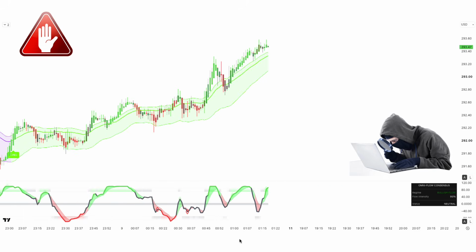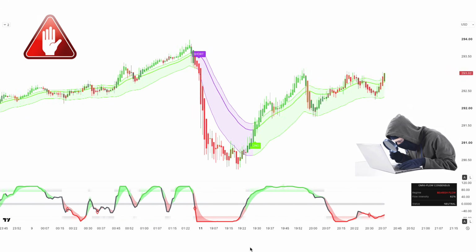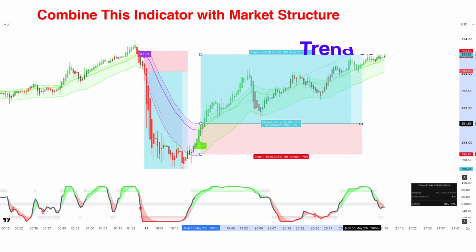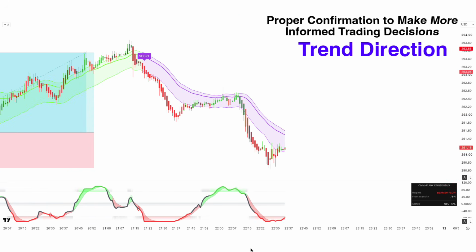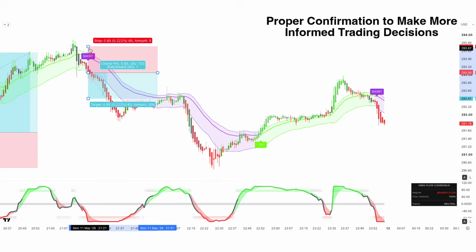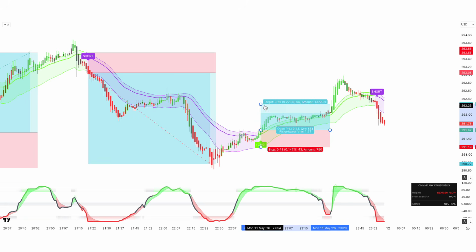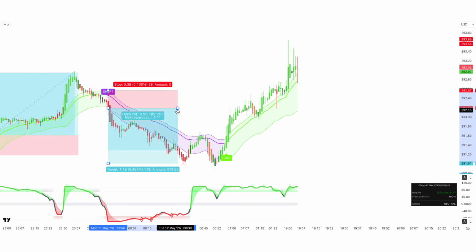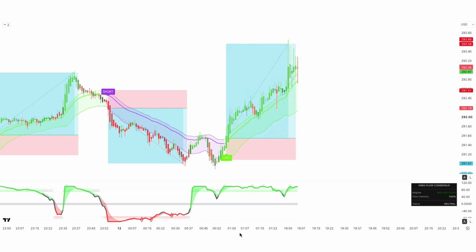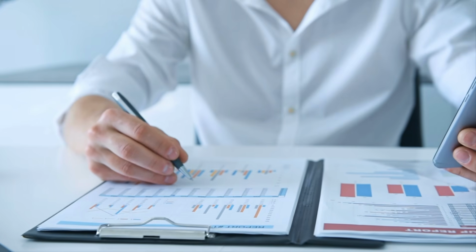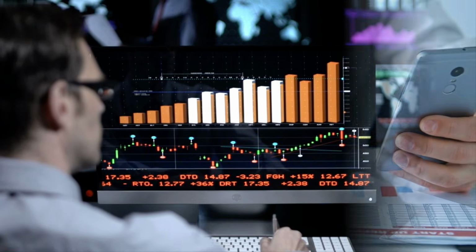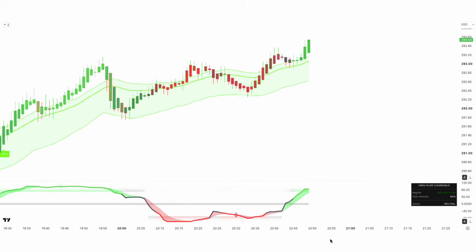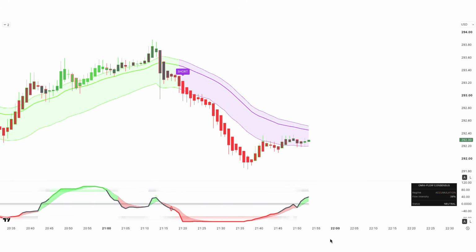This isn't about chasing every signal or promising guaranteed profits. Instead, you'll learn how to combine this indicator with market structure, trend direction, and proper confirmation to make more informed trading decisions. I'll explain every setting step by step, show you how to avoid common mistakes, and share practical chart examples so you can understand exactly when the indicator is most useful. If you're serious about improving your TradingView analysis and want a clearer approach to finding quality entries, stay until the end. The final tip could completely change the way you read the market.